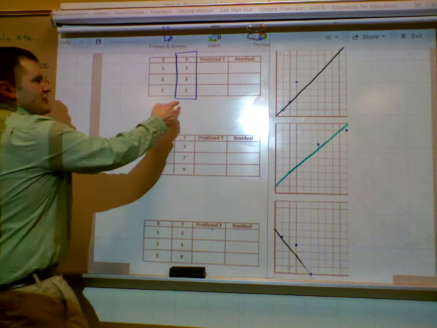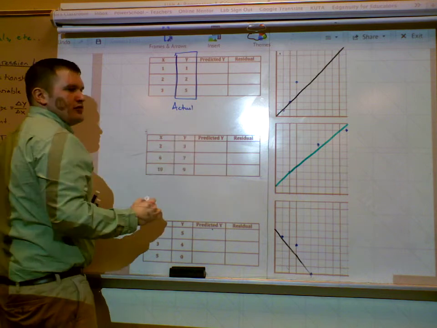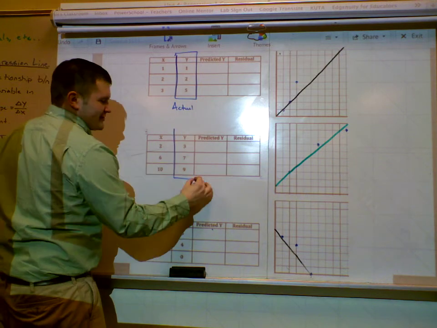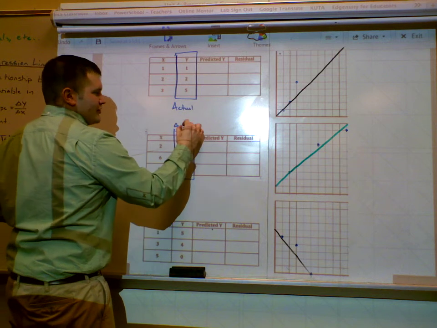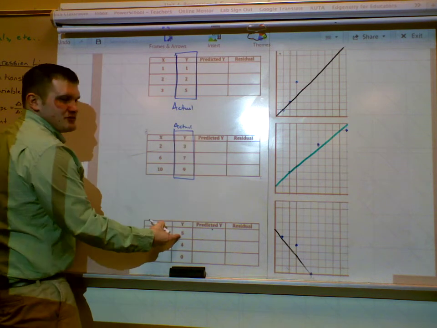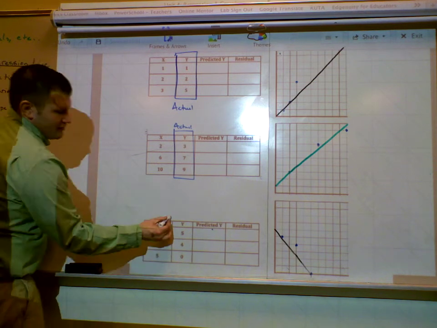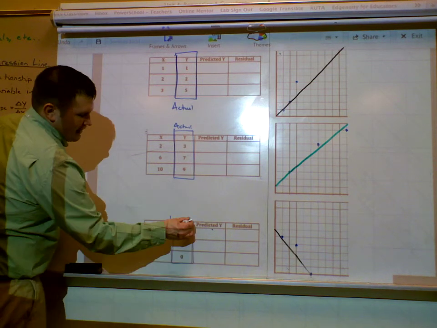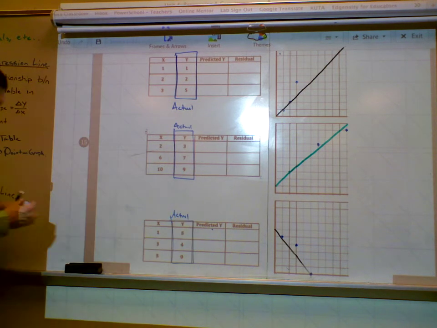So that means that this right here is my actual y. And this right here is the actual y. And this one down here is the actual y, because those are the ones that we were given, right? That's the data point we were given. Those are the actual y. Okay. Does that make sense?